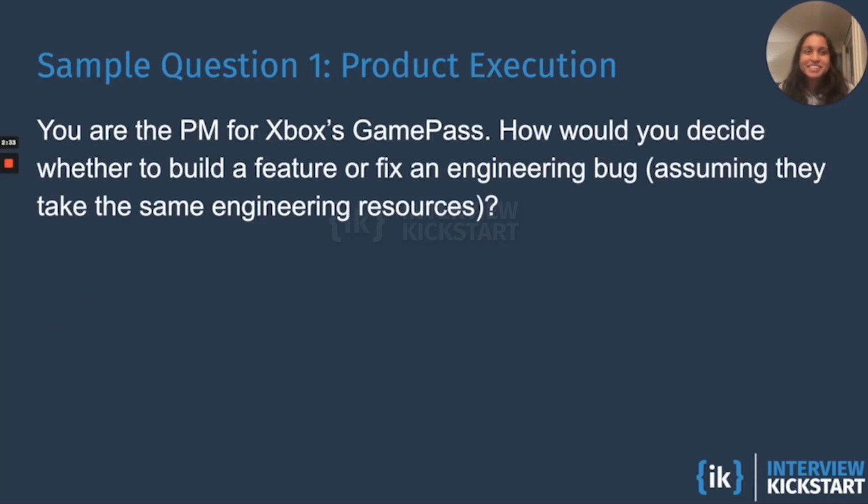So let's get started. The first sample question: you are the PM for Xbox's Game Pass. How would you decide whether to build a feature or fix an engineering bug, assuming that they take the same engineering resources? Now, first things first, you read this question, you might have 100 thoughts in your head. Don't jump to the answer. Simply take that in, and write down any notes if you have a notepad, or mental notes.